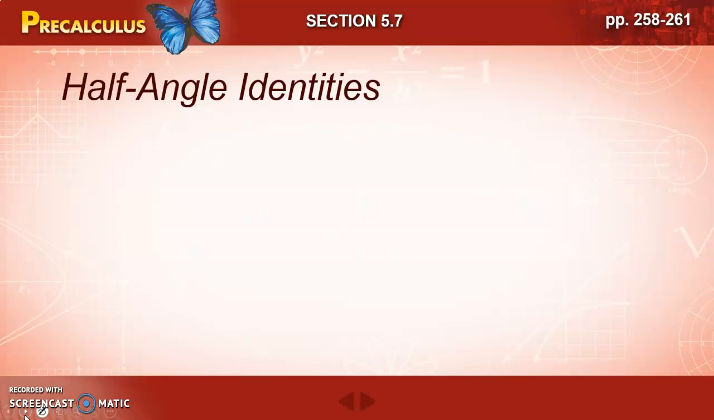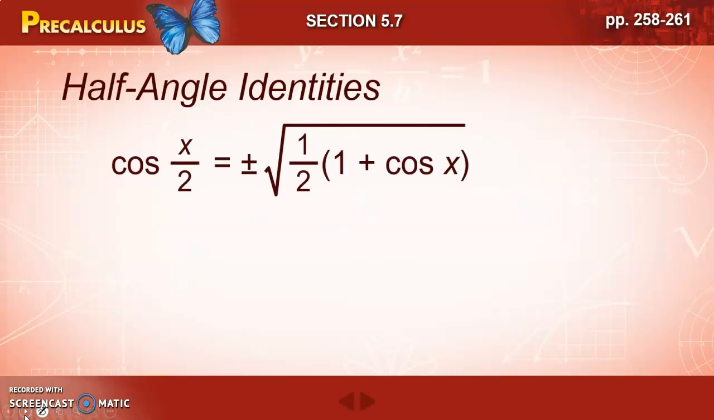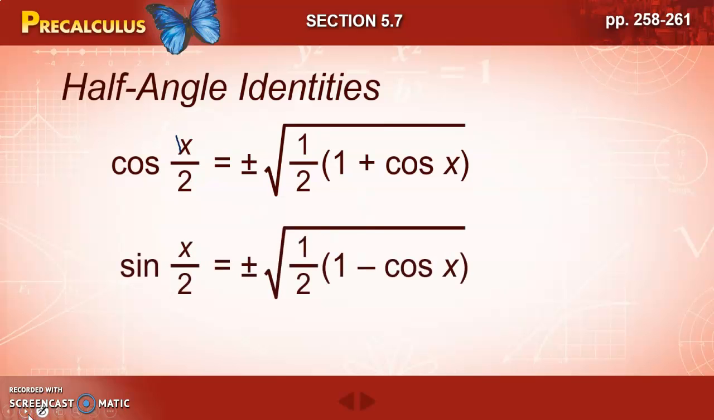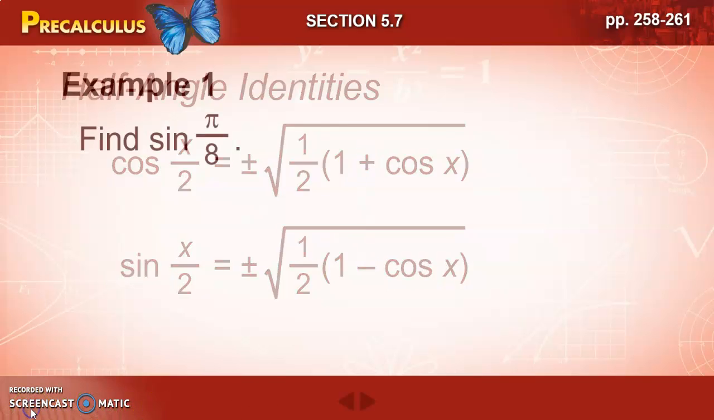Now a half angle identity looks like this. The half angle identity for cosine is cosine of x over 2, so cosine of 1/2 x, equals plus or minus the square root of 1/2 times 1 plus cosine x. And the half angle identity for sine is sine of x over 2 equals plus or minus the square root of 1/2 times 1 minus cosine x. So the half angle identity for sine is actually written in terms of cosine. There's a negative cosine here. And the half angle identity for cosine is also in terms of cosine, but with a positive cosine x.